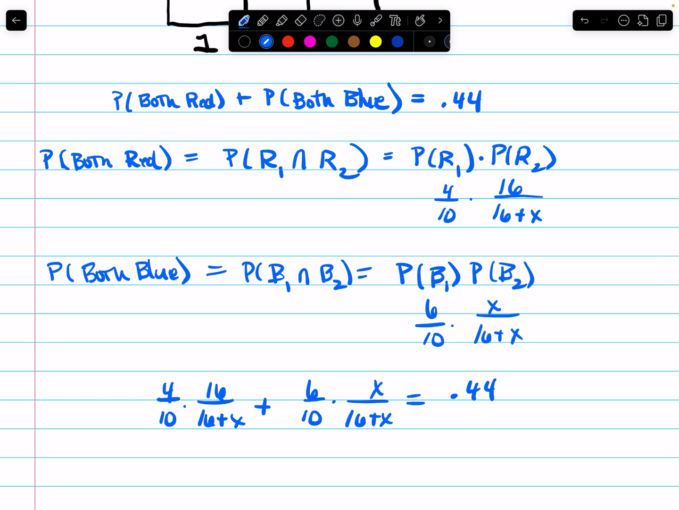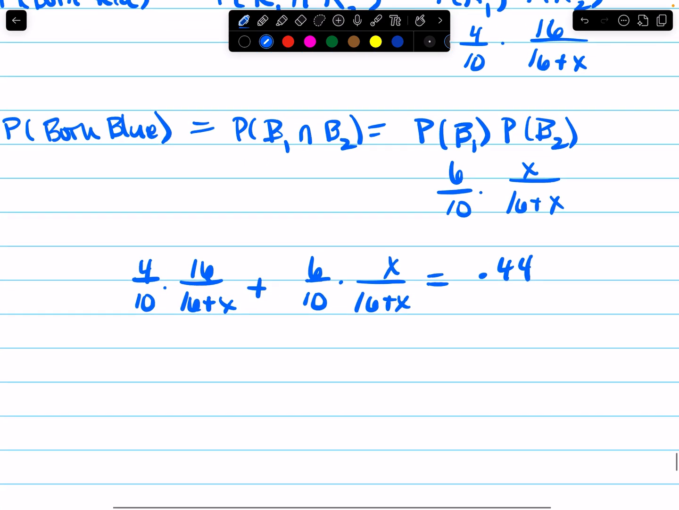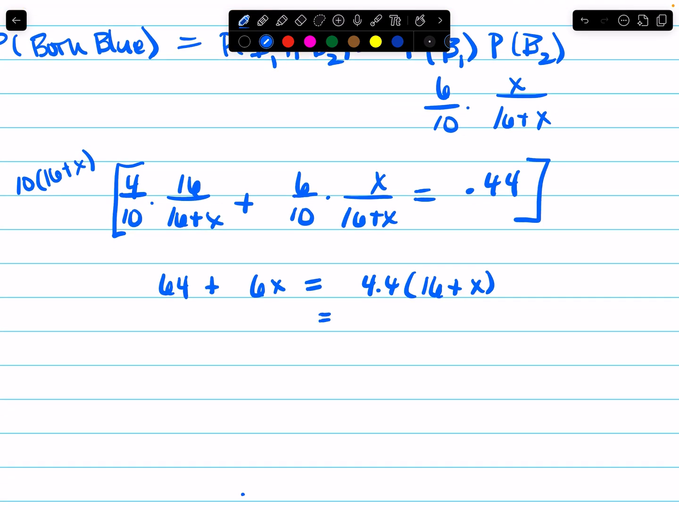And we just need to solve for x because we're asked to figure out the number of blue balls in the second urn. Let's get rid of this fraction. So we're going to multiply by 10 times 16 plus x, and that leaves 64 here, plus 6x equals, when I multiply this by 10, I get 4.4 times 16 plus x. All right, and this simplifies to 70.4 plus 4.4x. You have 64 plus 6x on this side.